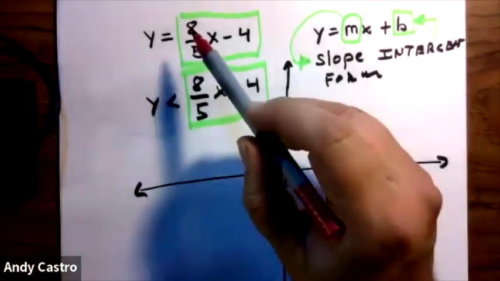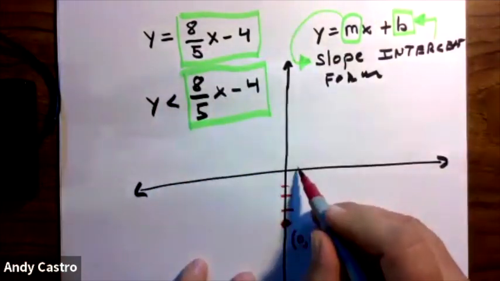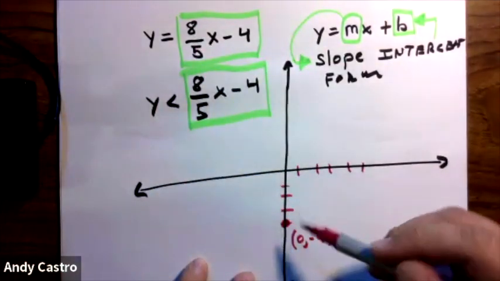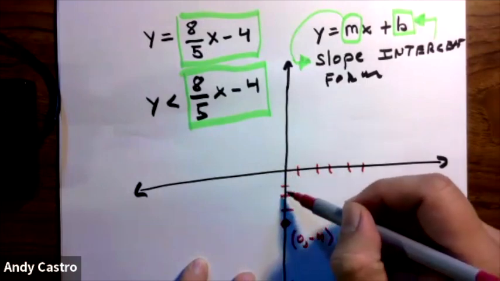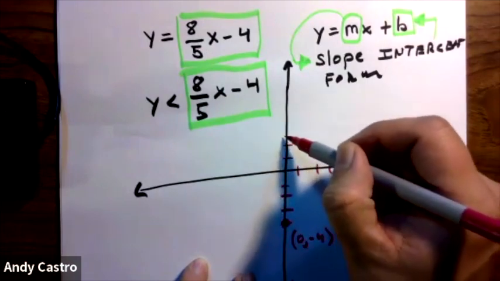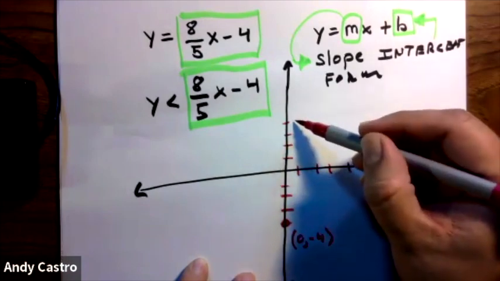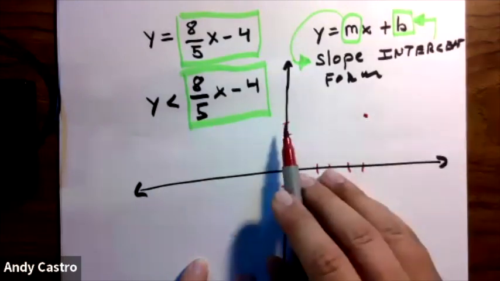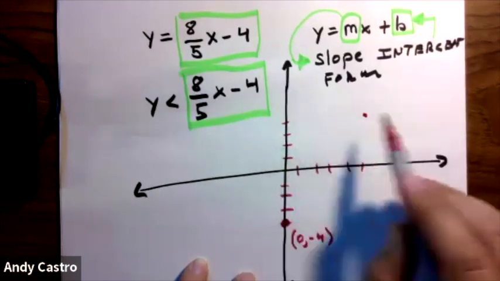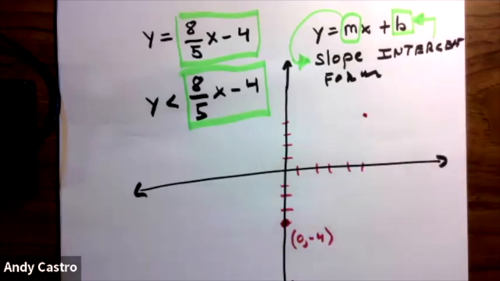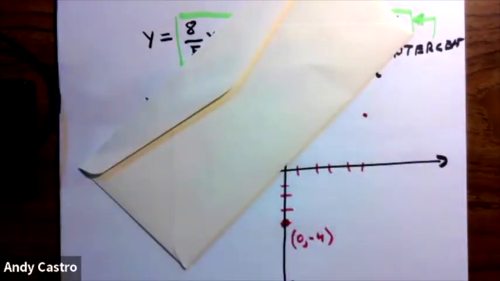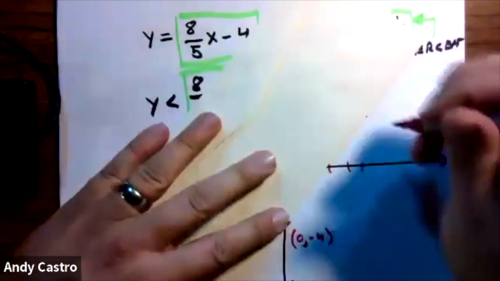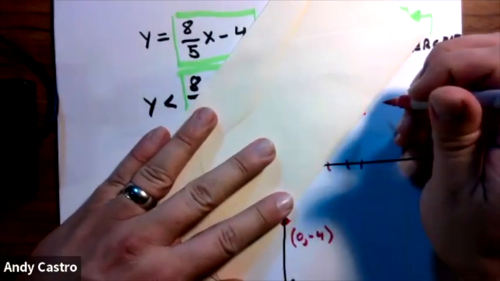Next, we can look at our slope. The slope is rise over run. So we can go up 8: 1, 2, 3, 4, 5, 6, 7, 8. And then we'll go over 5: 1, 2, 3, 4, 5. So that's up 8 over 5, rise over run. Now we have 2 points there, and we can connect the two by a straight line. I'm just going to use an envelope here because I don't have my ruler handy, but this will do just fine.